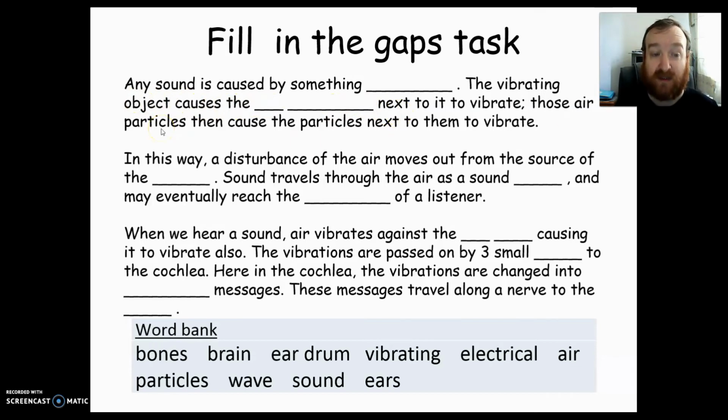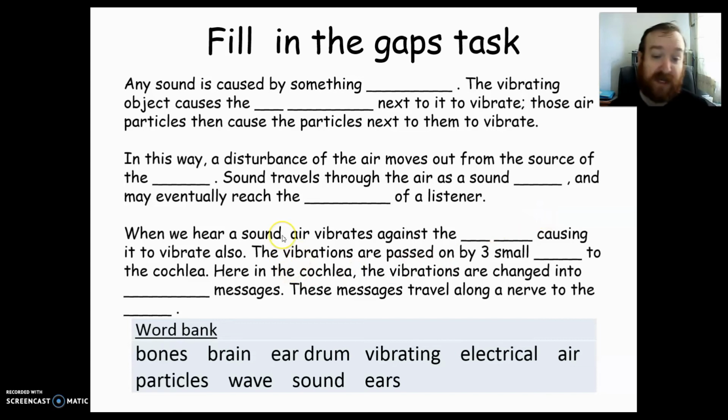Those air particles then cause the particles next to them to vibrate. In this way, a disturbance of the air moves out from the source of the something. Sound travels through the air as a sound something, and may eventually reach the something of a listener. When we hear a sound, air vibrates against the something something, causing it to vibrate also.